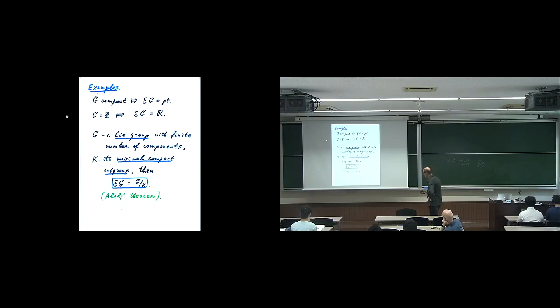Now, for a locally compact group, actually, not only for a Lie group, but for any what is called almost connected locally compact group, there is a maximal compact subgroup K in it, and the universal example will be G mod K. This is proved by Abels.